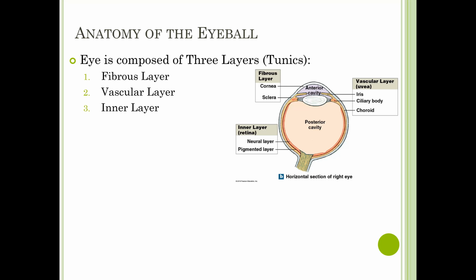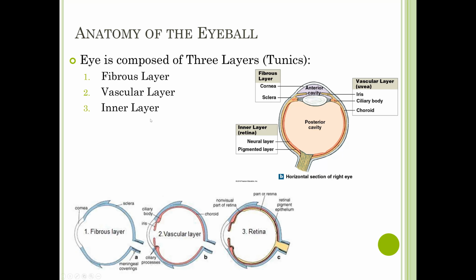So first we can divide the eye into 3 layers, and these used to be called tunics. So the first one is the outermost fibrous layer, and that is shown here in this white and gray in this image, and that is composed of the cornea and the sclera. The middle layer is called the vascular layer or the uvea, and this is shown in this image in this sort of yellowish beigey color, and it's made up of the iris, ciliary body, and choroid. And then we have the inner layer, which is made up of the neural layer and pigmented layer, and this is also called the retina.